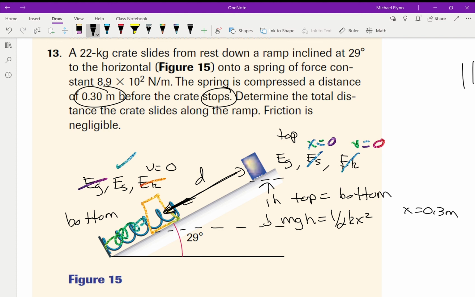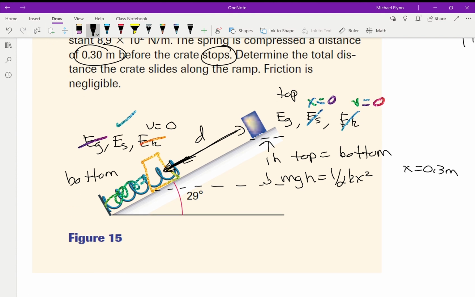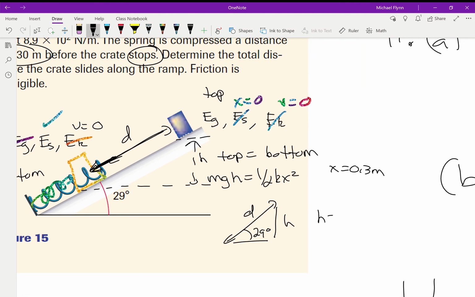There's a little right angle triangle here, and this is sort of the secret to the question. You've got d, you've got h, and then you've got this side here, and we know that this is 29 degrees. So what we're going to do is say h is equal to d times the sine of 29.